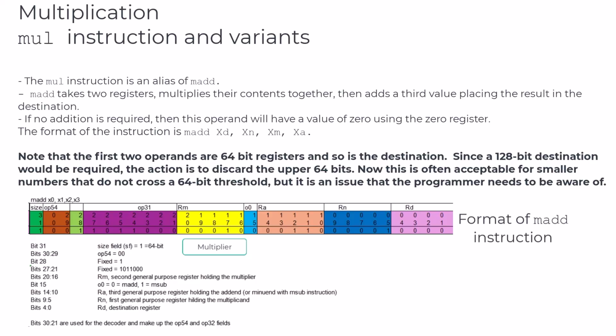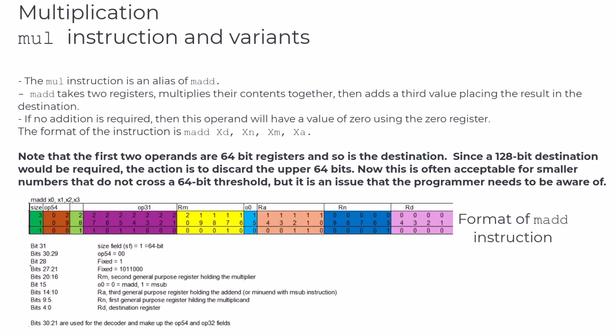The RN register is the general purpose register holding the multiplicand, and then RA is the general purpose register that will be added to the multiply result. So RM and RN are multiplied together. And then optionally, we'll add the third general purpose register RA, putting the result into RD, the destination register.